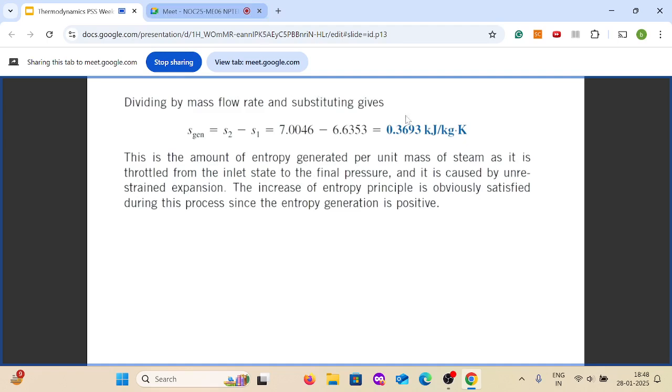This is because it is unrestrained expansion. There is no restriction, and you are not overcoming anything. I'm just wasting the pressure by expanding. So the increase of entropy principle is obviously satisfied during this process, and entropy generation is positive.